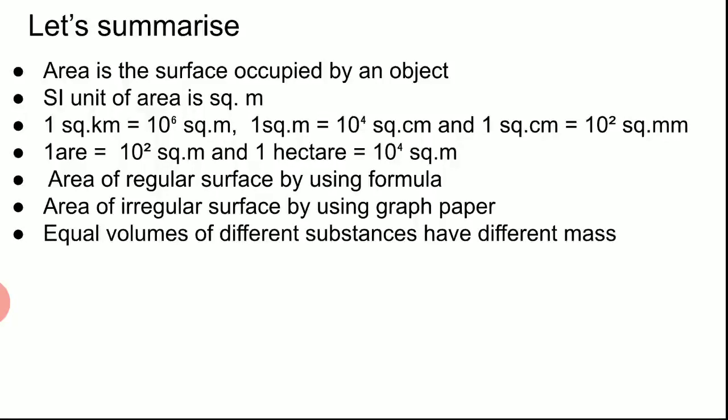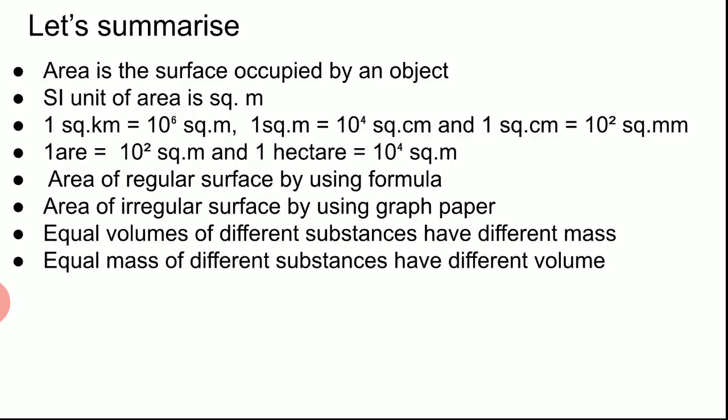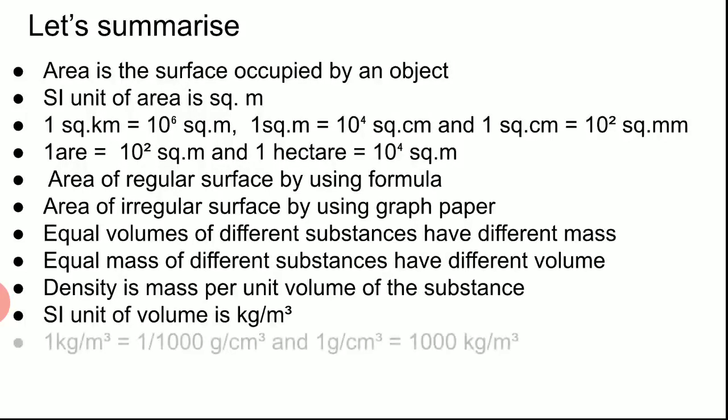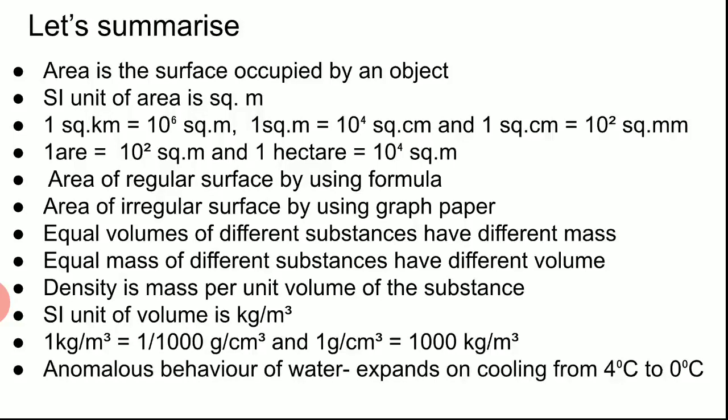We did equal volumes of different substances have different mass. Then we did example of equal mass of different substances have different volume. On the basis of these two properties, we defined density as mass per unit volume of a substance. SI unit of density is kilogram per meter cube. 1 kilogram per meter cube is 1 upon 1000 gram per centimeter cube, and 1 gram per centimeter cube is 1000 kilogram per meter cube. Anomalous behavior of water, that is abnormal property of water we discussed, which expands on cooling from 4 degree to 0 degree Celsius, which enables the life to survive in waters below the ice.